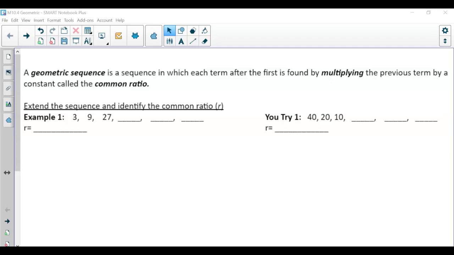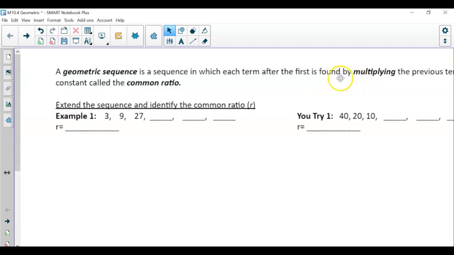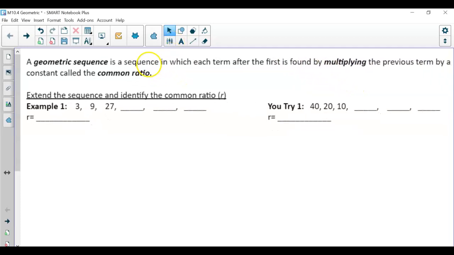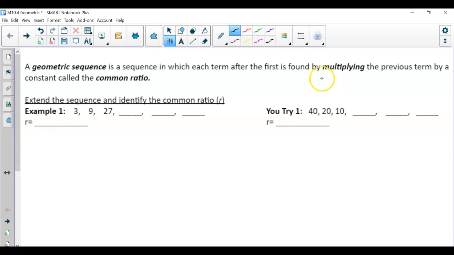In this video, I am going over 10.4, which is now introducing the geometric sequence. So a geometric sequence is when you're taking each term and you are multiplying it by what is going to be called the common ratio, our constant here, to extend that sequence. So like this example in You Try, so that you could see what we're going to be working with here.